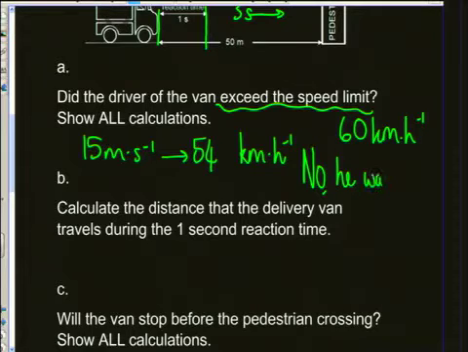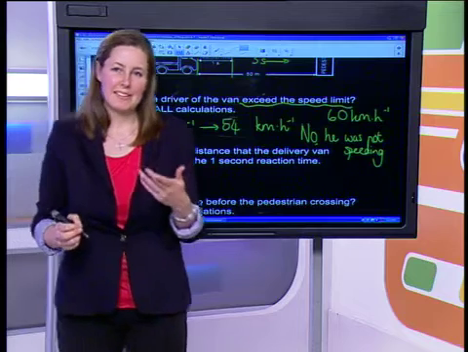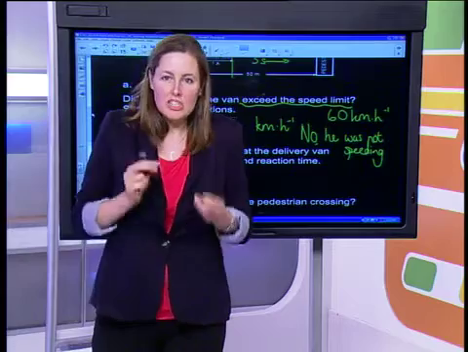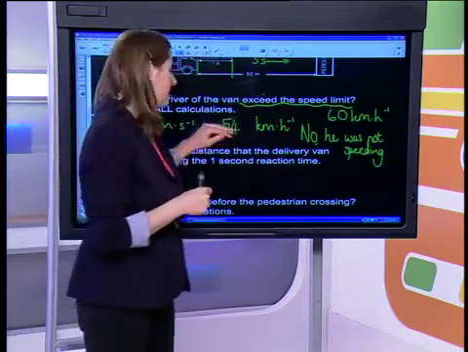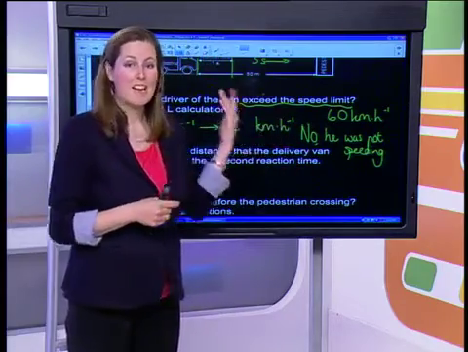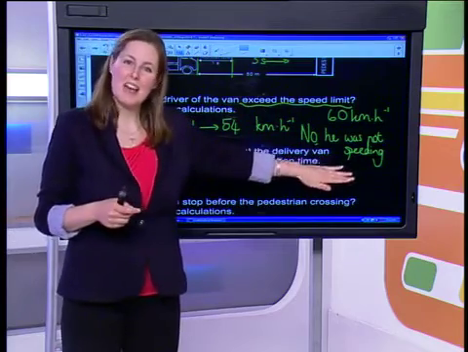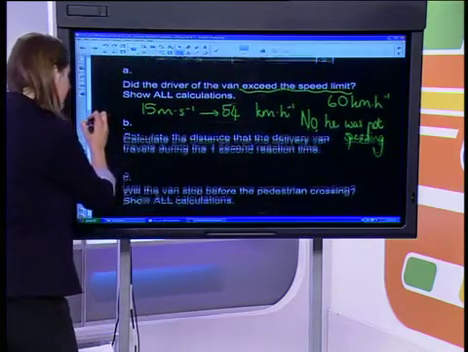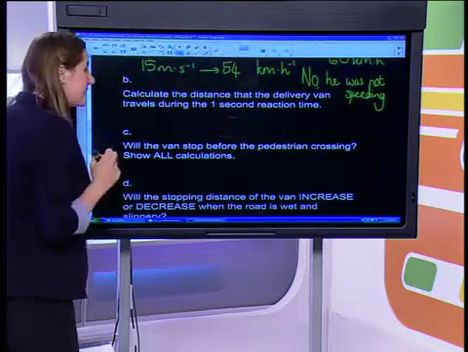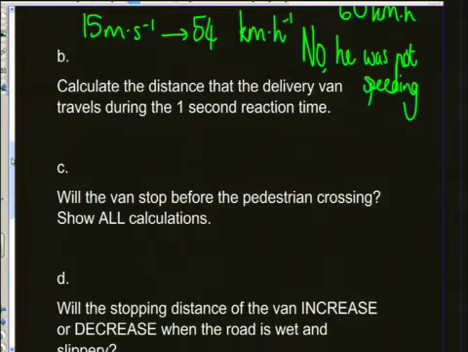He was not speeding. This is one of those points where I took you back in the summary to say, just check that you've actually answered the question, because many students will get to the point of saying 54 kilometers per hour, but then will lose marks because they actually haven't answered the question, and the question asked about speeding. The next one. Calculate the distance that the delivery van travels during the 1 second reaction time.